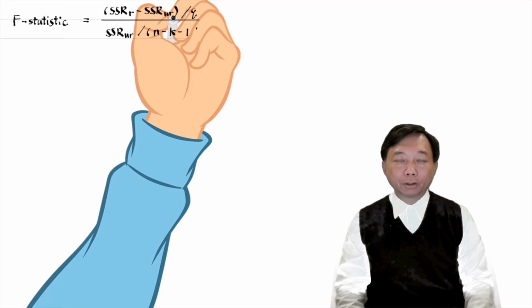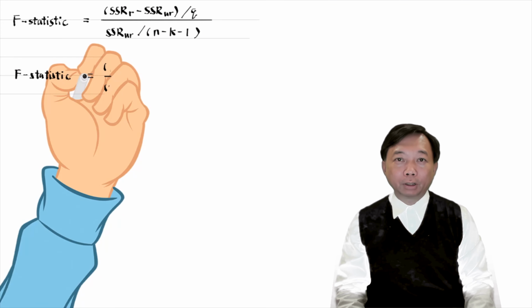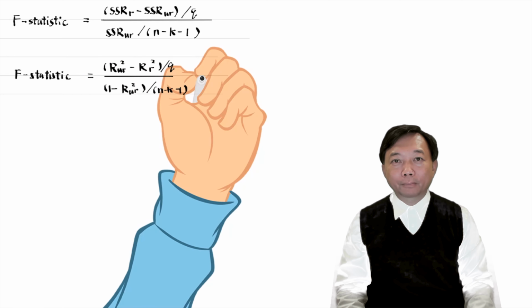We can calculate the F-Statistic using either the residual sum of squares form or the R-squared form. We have already discussed them in previous topics. We can also use the test command in Stata to perform the F-test.